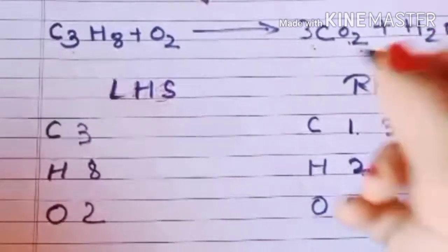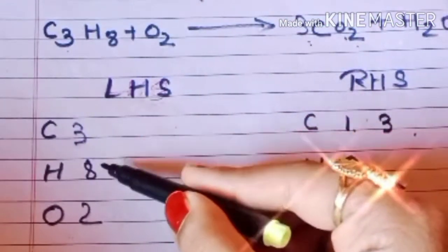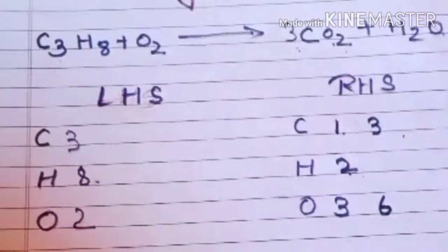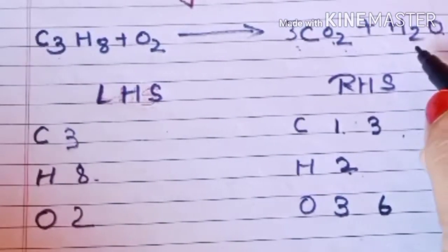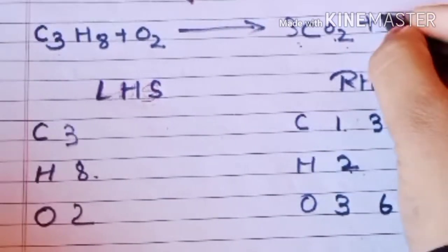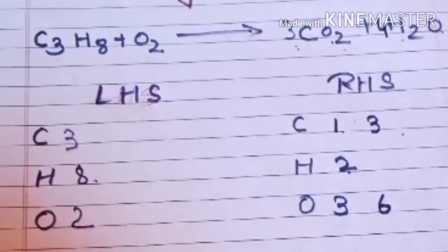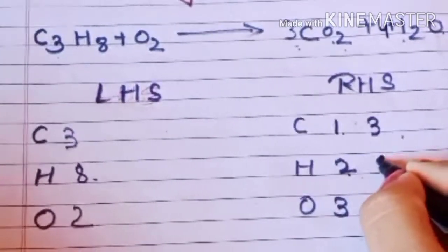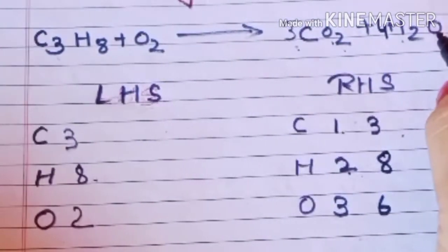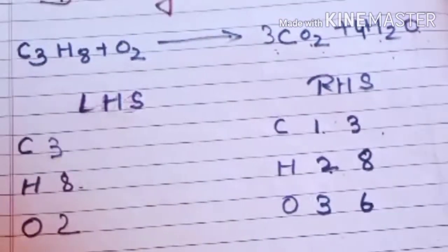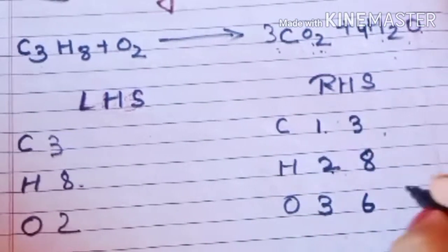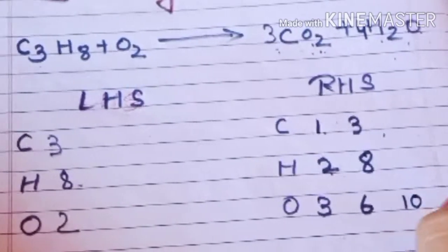Now check for hydrogen. In LHS we have 8 hydrogen and in RHS we have 2 hydrogen. How to make this hydrogen into 8? You have to multiply by 4, then 4 times 2 is 8. That means the new hydrogen is 8 now. But at the same time the number of oxygens changes to 4. That means already you have 6 here and then 4, total 10. The new oxygen is 10.